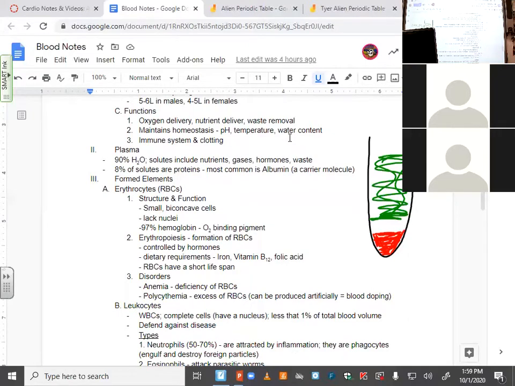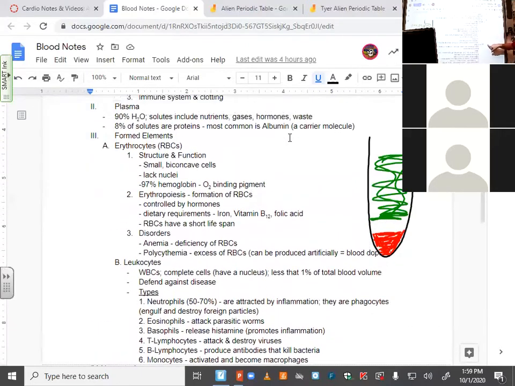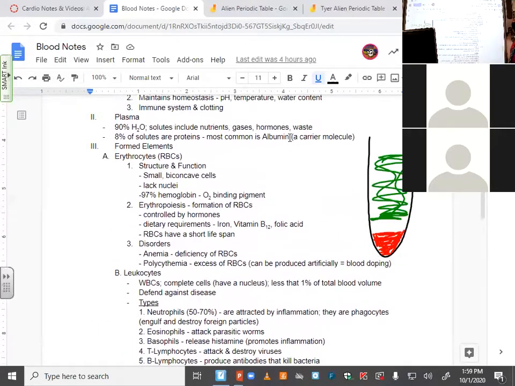Most of the time today, we're going to spend on formed elements, and we're going to probably just talk about these guys and stop. So looking at formed elements, you have two categories: red blood cells and white blood cells. Now, that's a lot of words to write down. So anytime I talk about white blood cells and red blood cells, I use RBCs and WBCs, not the Royal Bank of Canada, but red blood cells.